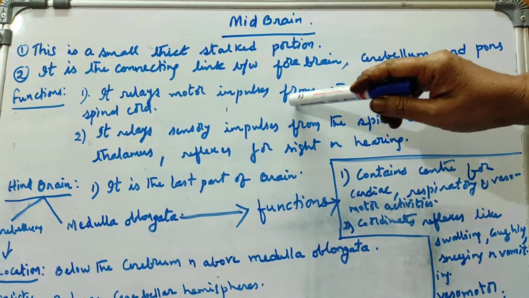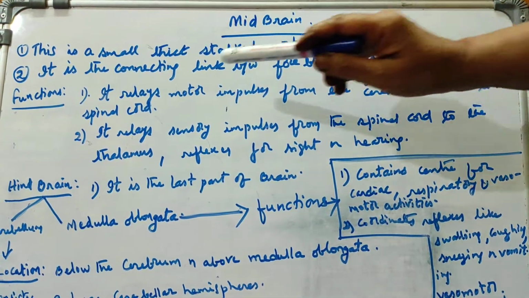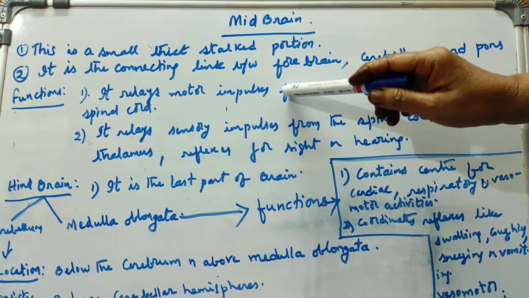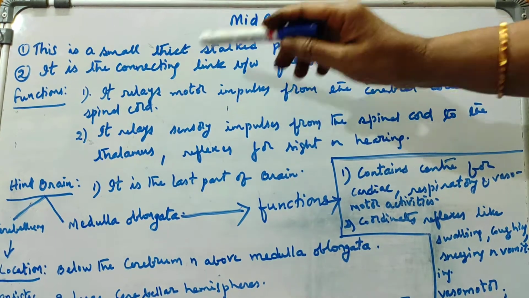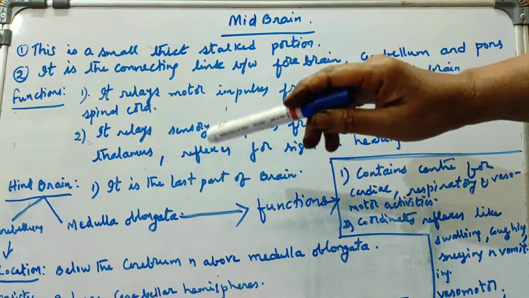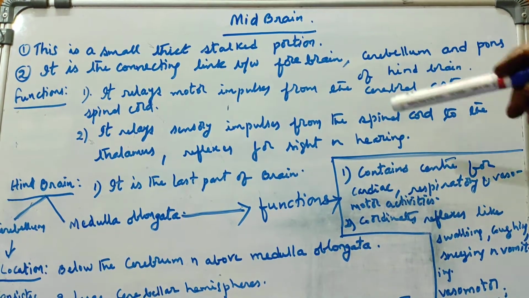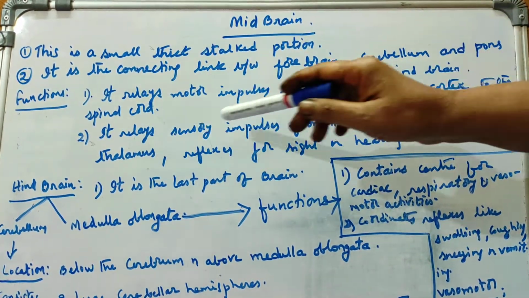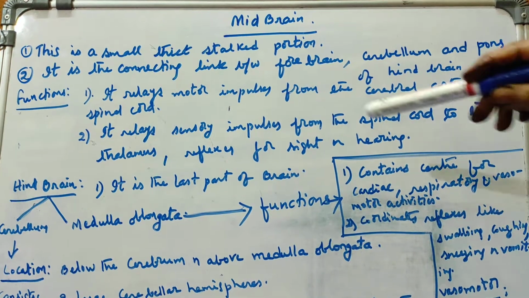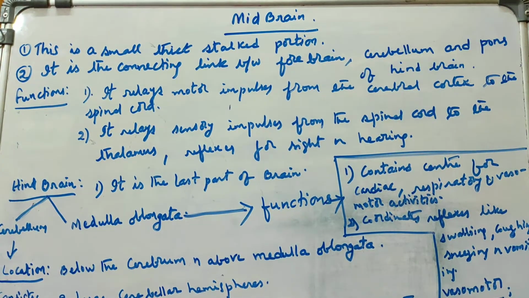It relays motor impulses from the cerebral cortex to the spinal cord. First, motor impulses from the cerebral cortex to the spinal cord, because from the spinal cord the message will be sent to react for the stimulus. That's why it relays the motor impulses. At the same time, it relays sensory impulses from the spinal cord. Okay, so both the actions will be done here itself in the midbrain.